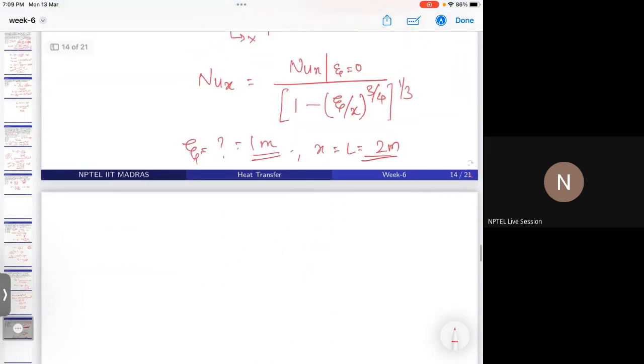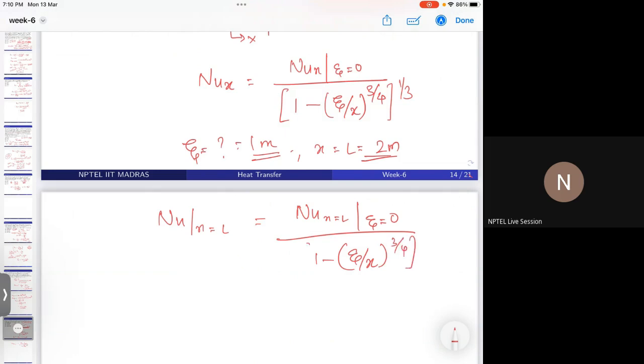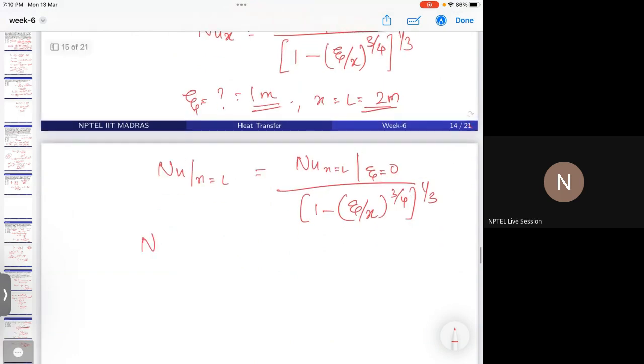So what we need to find out is at x is equal to L. First we have to find out what is the Nusselt number at x is equal to L when there is no unheated starting length, divided by 1 minus epsilon by x. In this case it is 1 by 2.5, 3 by 4, 1 by 3. So first find out Nu at x is equal to L, the normal flat plate case.